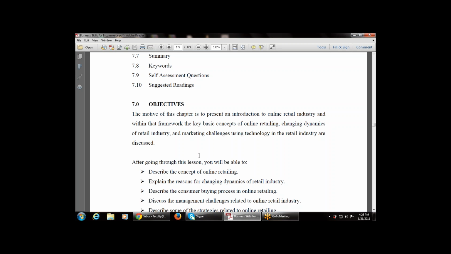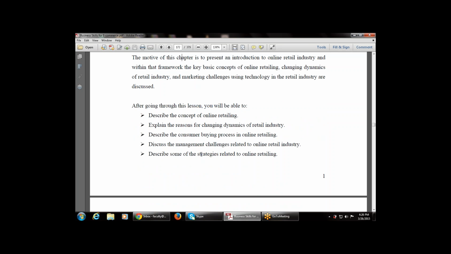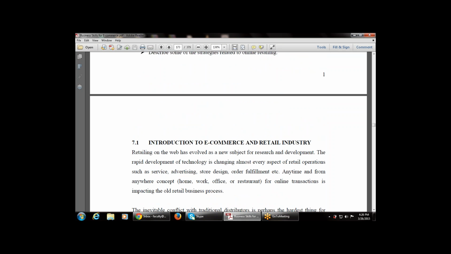After going through this lesson, we will be able to understand the concept of online retailing, explain the reasons for the changing dynamics of the retail industry, and describe the consumer buying process in online marketing. So these are the various topics that we will cover after studying this chapter. We have also discussed the introduction to e-commerce and the retail industry, that is what is e-commerce and what is the retail industry.